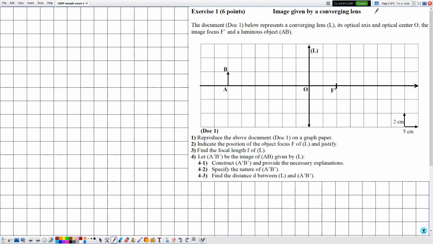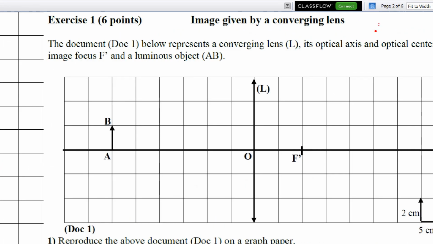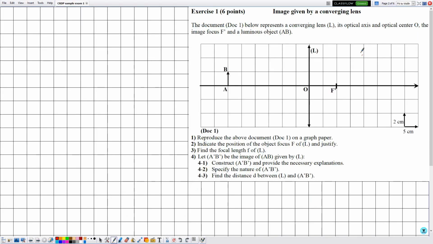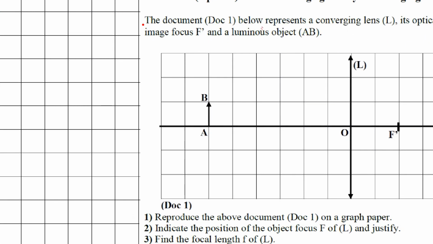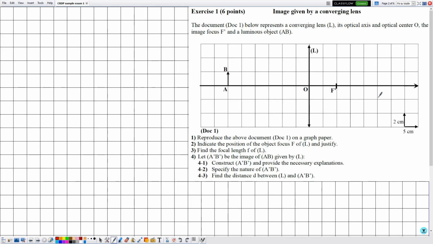The title of this exercise is image given by a converging lens. The document 1, they mentioned document 1. Then now we can use it. Below represents a converging lens L, its optical axis and optical center O, the image focus F' and a luminous object AB. Number 1. Reproduce the above document, document 1 on a graph paper.